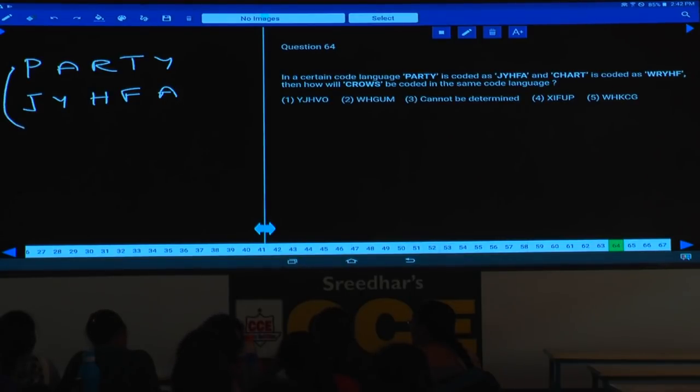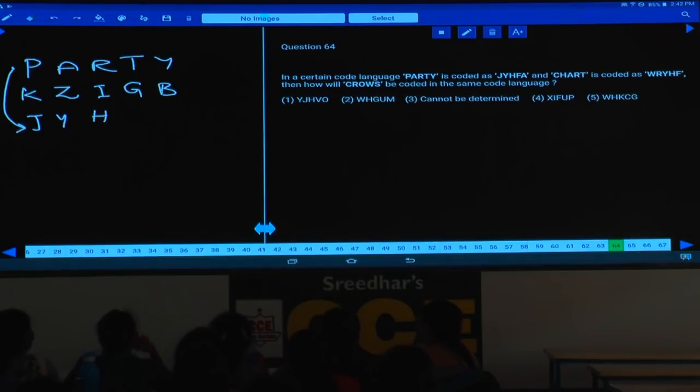P and J are related through opposite letters. First let us write down the opposite letters of P. For P, its opposite letter is K. A, Z, R, I, T, G, Y, B. And to each of these, the code is JYHFA. How are you getting this one? K and J, it is minus 1, minus 1, minus 1, minus 1. That means for each of these letters, their opposite letter minus 1 is the code.